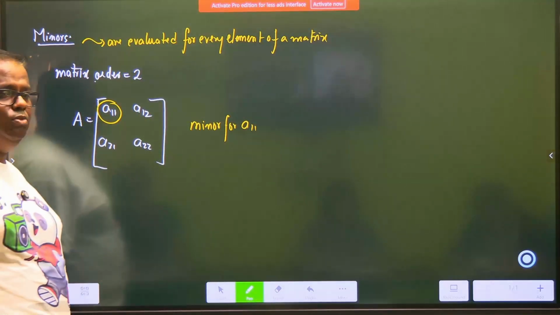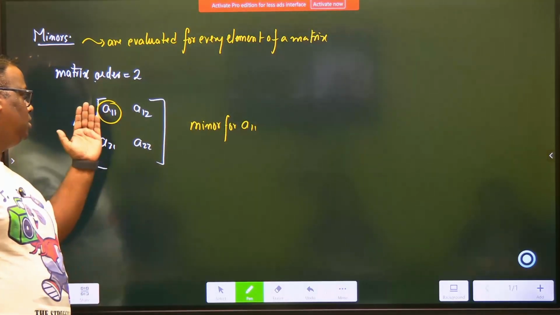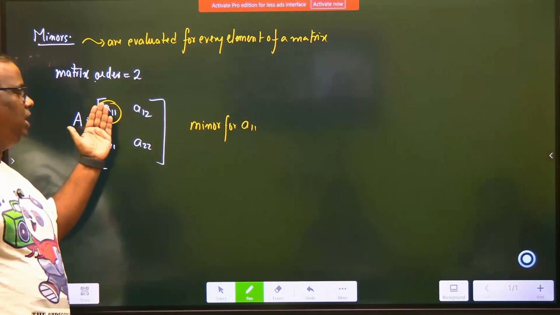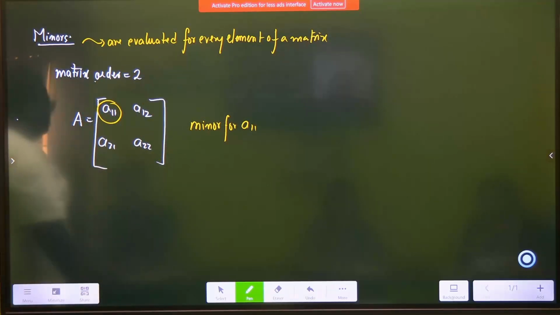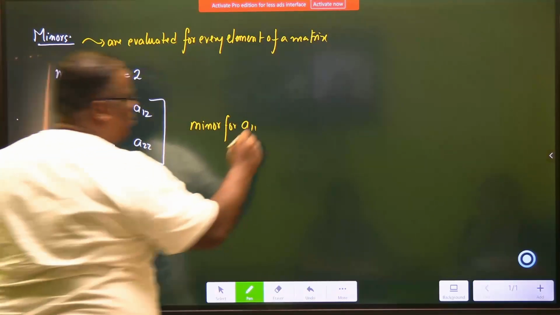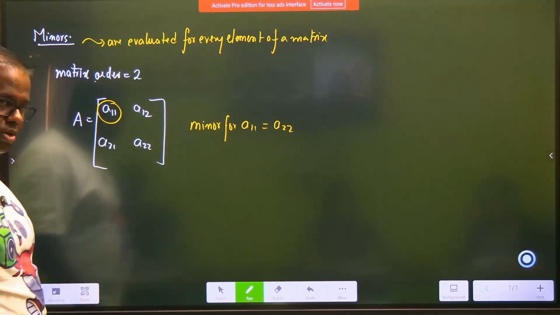This is a 2 by 2 matrix. 2 by 2 matrix means your God is with you. Close the column with A11. Close the row with A11. What do you see? A22. So it is A22. Understood?